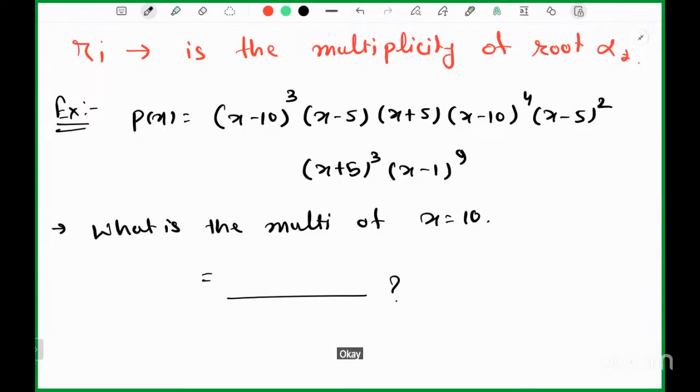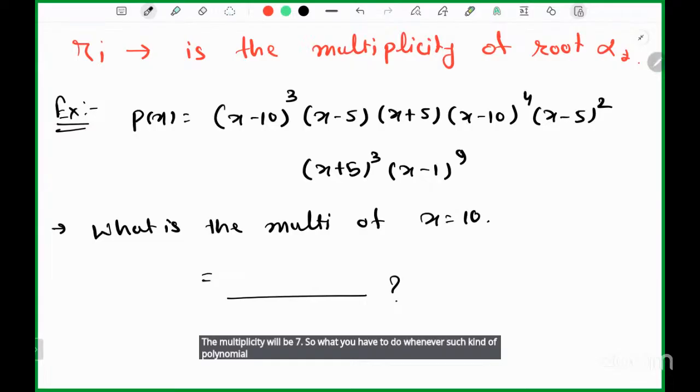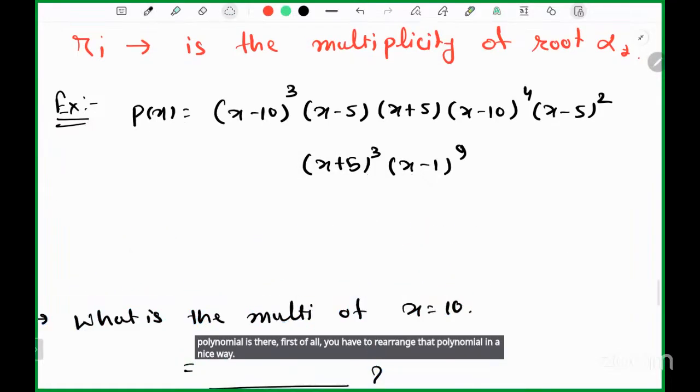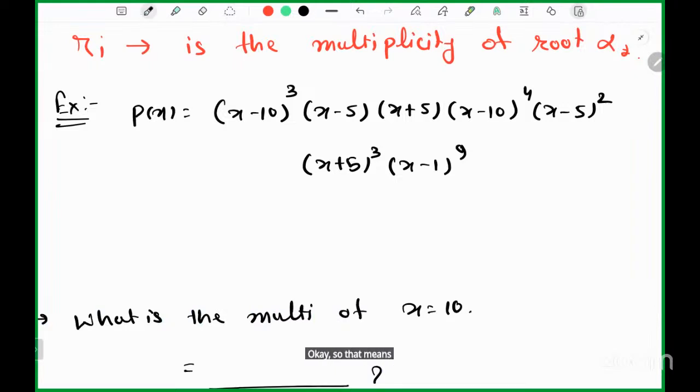Okay, so some people got confused about whether it will be 4 or 7 or what. Actually, the multiplicity will be 7. Whenever such a polynomial is given, first of all, you have to rearrange that polynomial in a nice way. That means you first write down the total power of the x minus 10 factor. So the total power of the x minus 10 factor is 7.